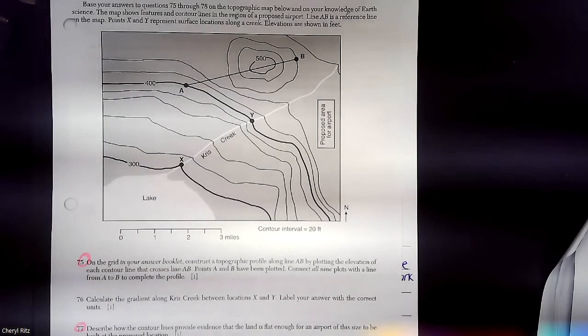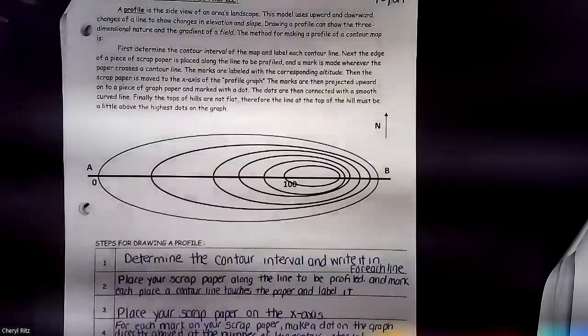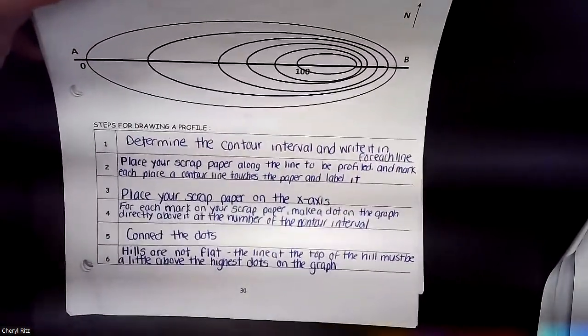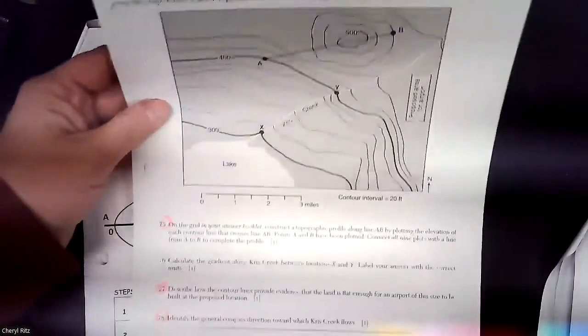I'll show you, hang on. So on the board, I asked you to pick up your scrap paper, so everybody's going to need a piece of scrap paper. And then I asked you to open to page 30 of your packet. This is the notes. These are the steps for drawing a profile. Then I said to do questions 75, 77, 78.